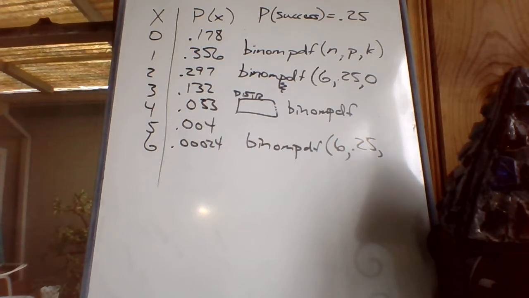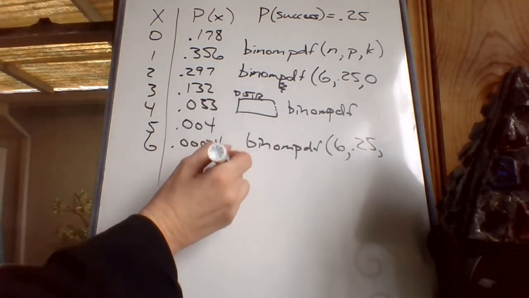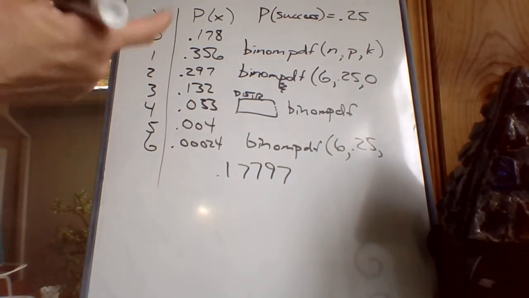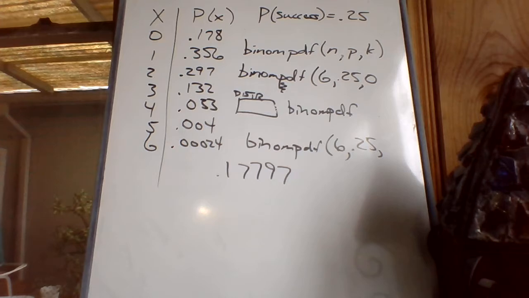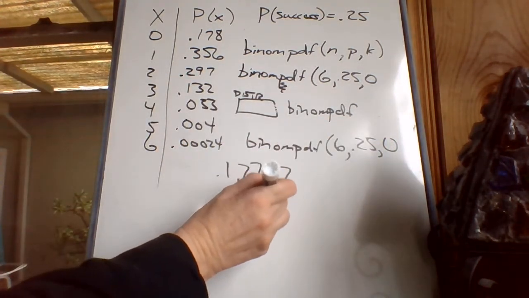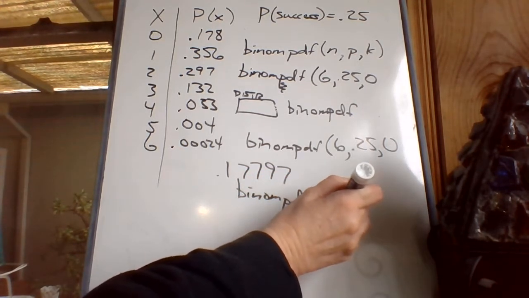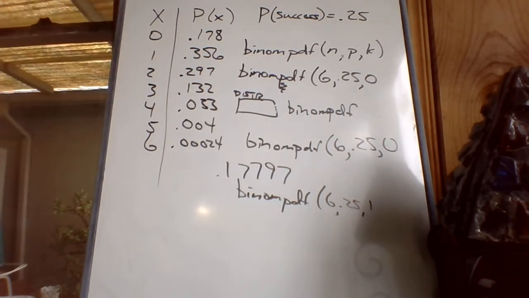Oh, I forgot to put the comma. Six, comma, 0.25, comma, 0. Then if I hit enter, it says 0.17797. That's the number I gave you right when I did 0.75 to the 6th power. It's this number again. And then after that, I can do binom PDF 6, 0.25, 1 and get this number, and so on down the line. So it's way easier than calling up Home Depot, because you know that's not going to happen. It's easier than me reasoning it through where I wrote all those parentheses. It's easier than following the formula in the book. Just get out that binom PDF button and use that.